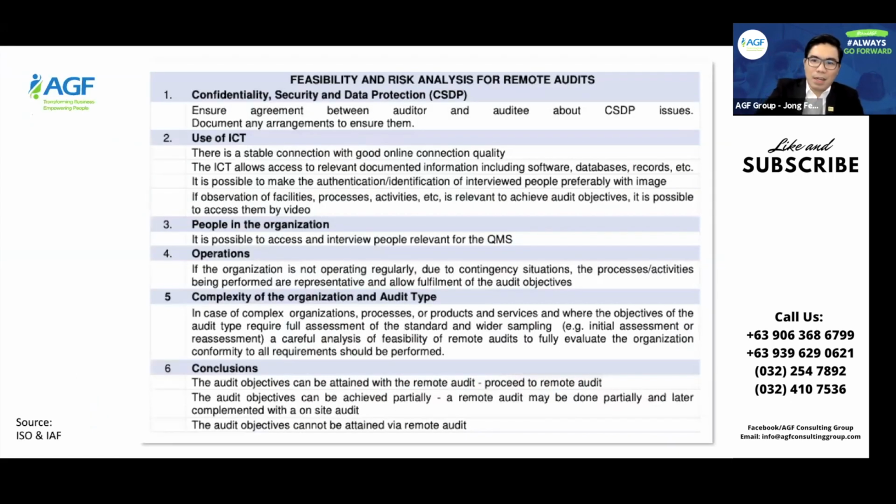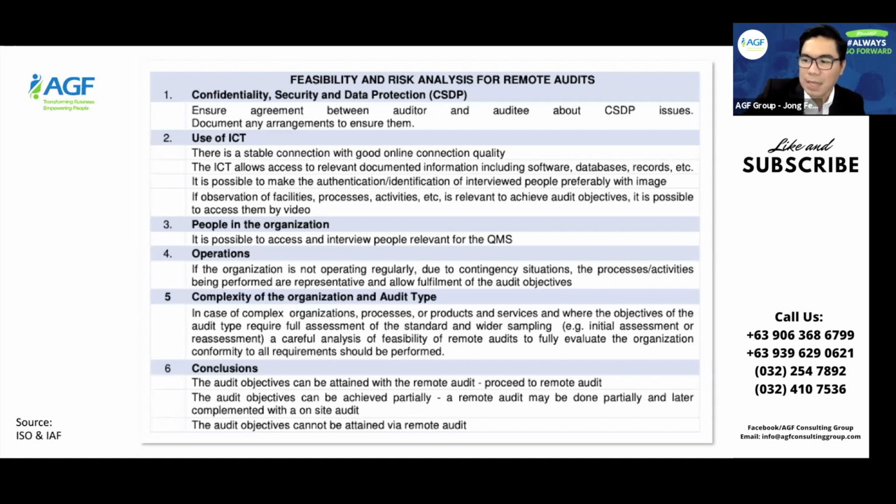Now, again, here, I'm authorizing you to take a screenshot. Oh, by the way, this is recorded in our Facebook Live as well. You can always go back to the Facebook Live. But look at this. All right, feasibility and risk analysis for remote audit. So first and foremost, I've already covered confidentiality, security, and data protection, as you have seen earlier. So ensure there's agreement between auditor and auditee about document or any arrangements to ensure them.